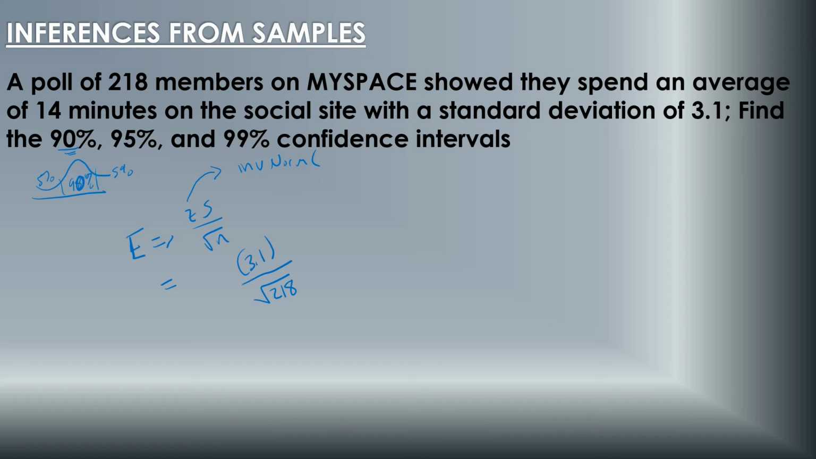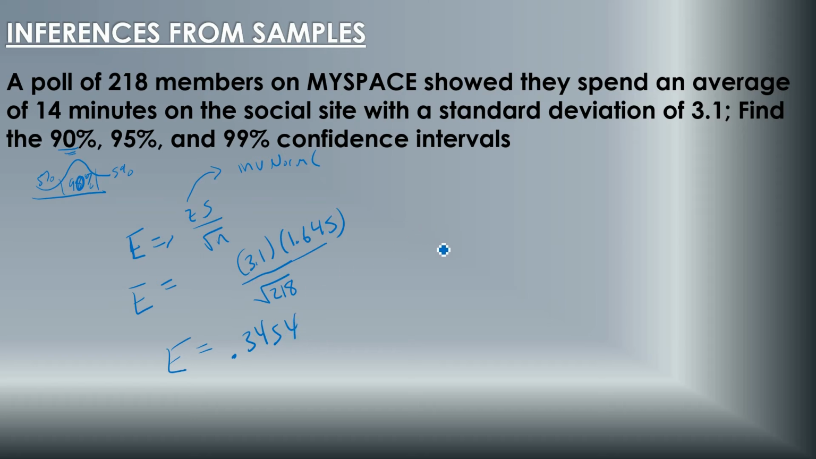So I'm going to go ahead and do my inverse norm of 0.05, and when I do that, I get negative 1.644. I'm just going to use the positive, and I'll round it. And I'm going to go ahead and type that in. And after I'm done typing it in, I do get an error of 0.3454.